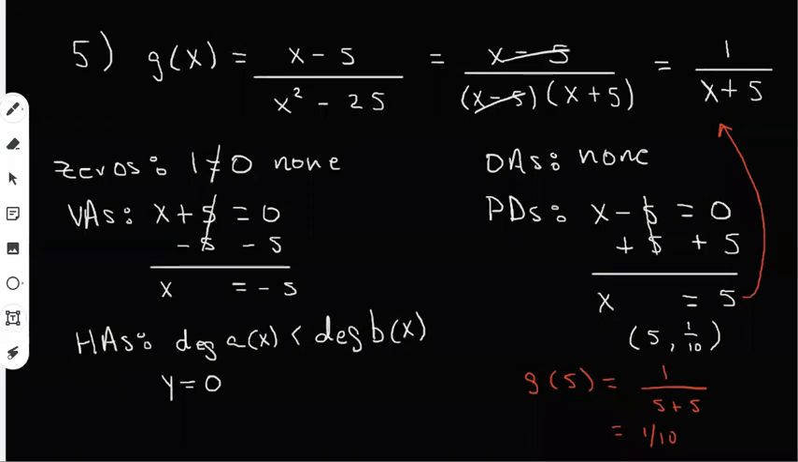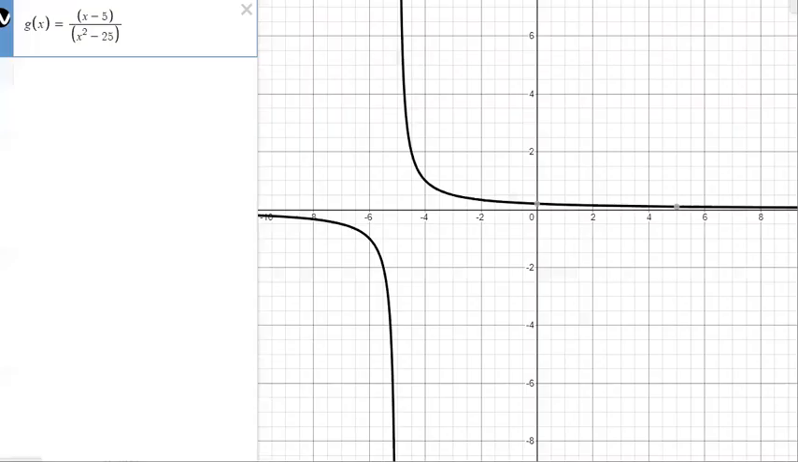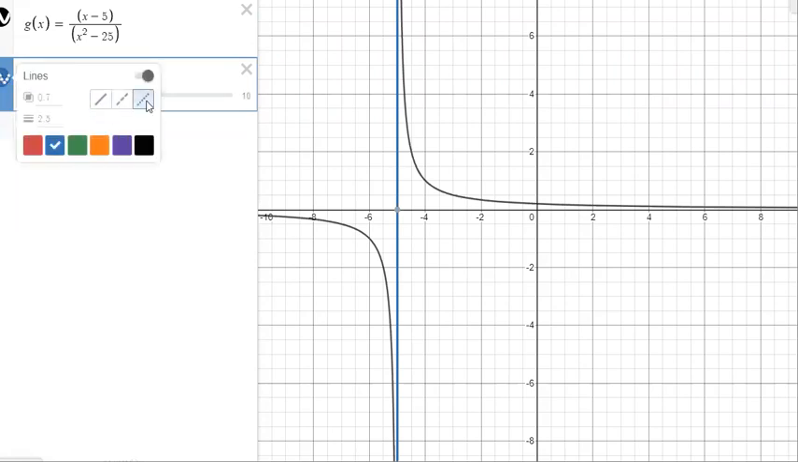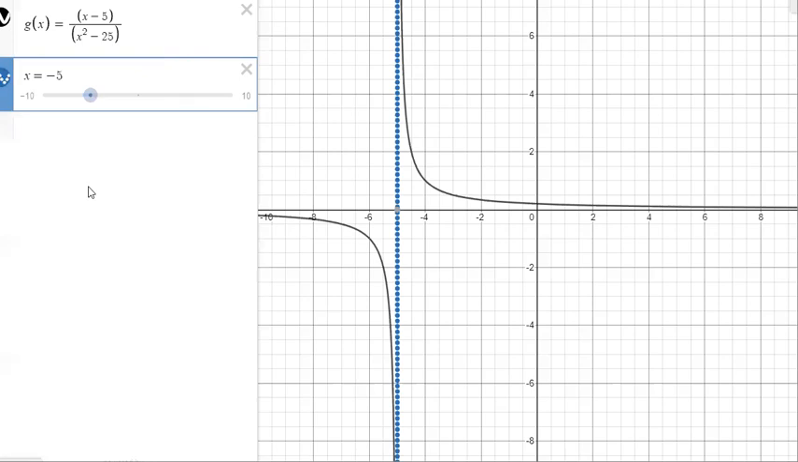Our vertical asymptote is going to be x equals -5. Let's graph that. x equals -5. I'm going to change it to a blue dotted line because it's an asymptote. And asymptotes are always going to be viewed as dotted lines. Okay, so you can see how the graph behaves as it gets closer and closer to -5. It starts shooting up and shooting down in 2 different directions.